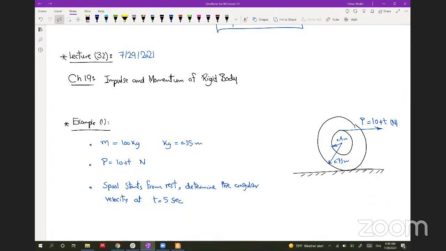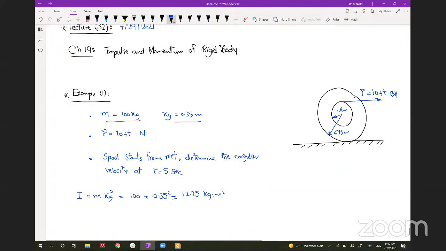So the first thing I will use this piece of information for is to get I. This is what I will do first. So I is equal to the mass multiplied by k_G squared, and the mass is 100, multiplied by 0.35 squared, and this should give you 12.25 kilogram meter squared. So that's what I would do first.